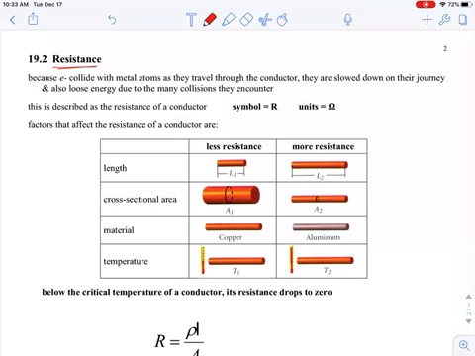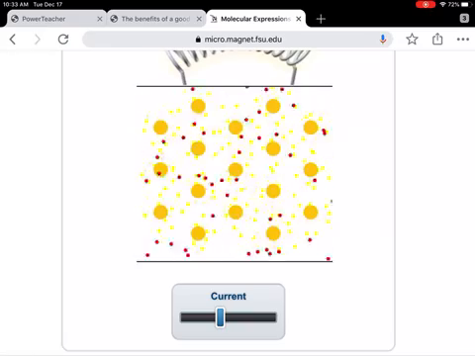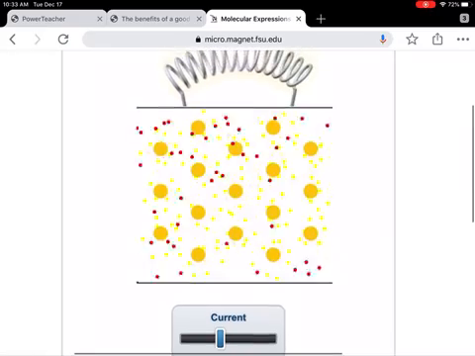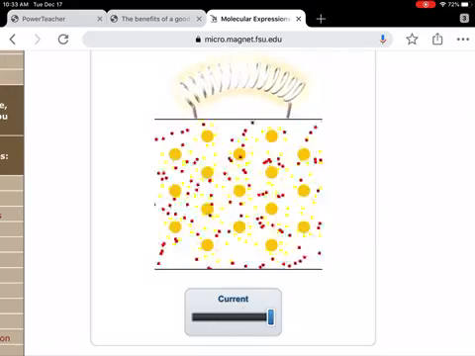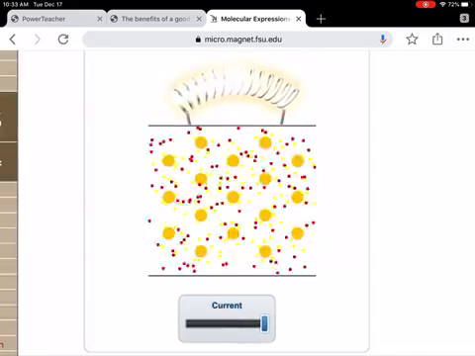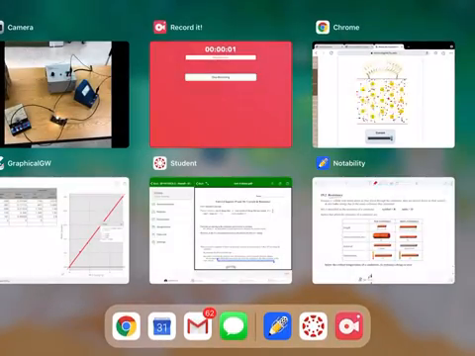So all substances have resistance to charge flow. This is because the electrons collide with metal atoms as they travel through a conductor. They're slowed down on their journey, and they also lose energy due to the many collisions that they encounter. So that's what we see here in this picture, is we see the resistance. By the way, I should shrink this down a bit. As I turn up the current, we can see that the brightness at the top is going up as I turn up the current. So back to my notes here.